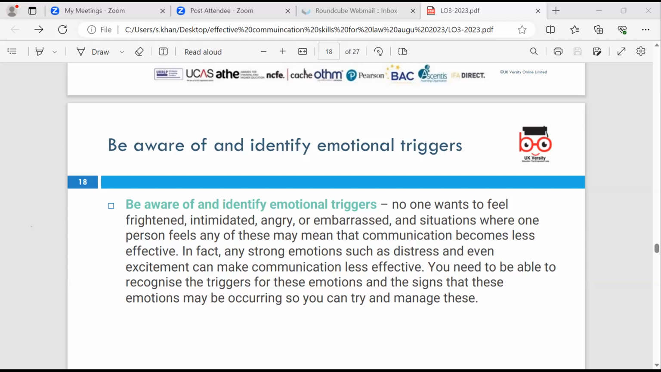Be aware of and identify emotional triggers. No one wants to feel frightened, intimidated, angry, or embarrassed, and situations where one person feels any of these may mean that the communication becomes less effective. In fact, any strong emotions such as distress and even excitement can make communication less effective. You need to be able to recognize the triggers for these emotions and the signs that these emotions may be occurring so that you can try and manage them.